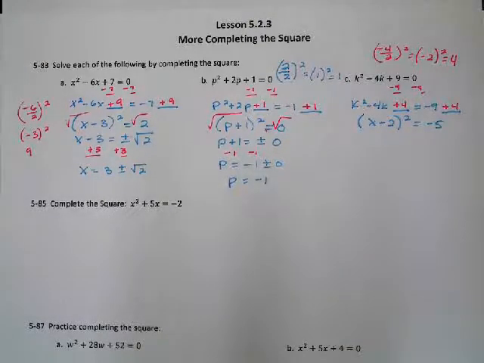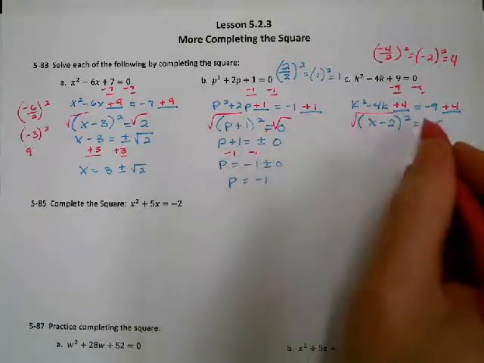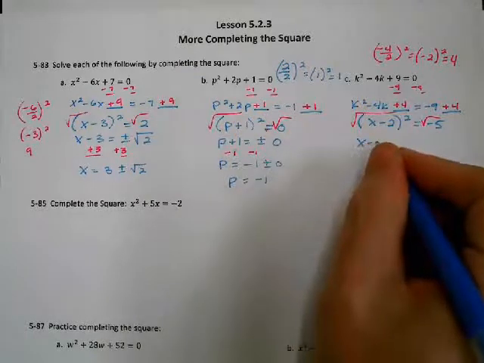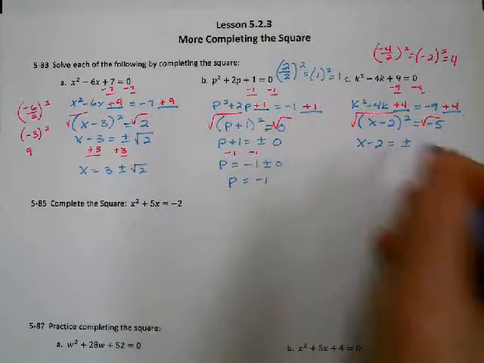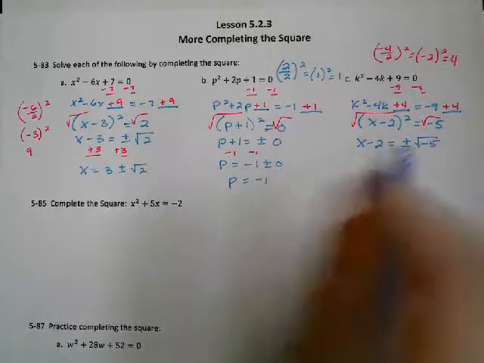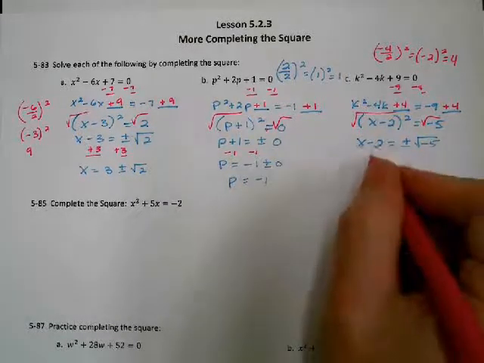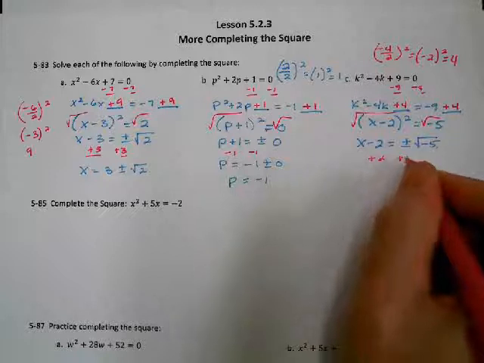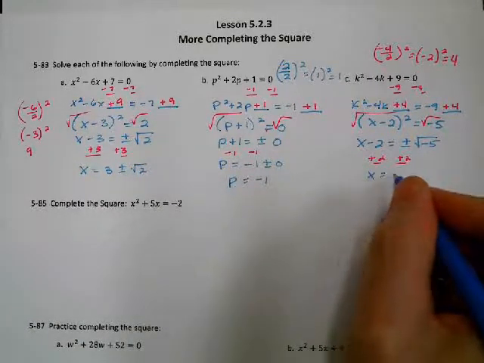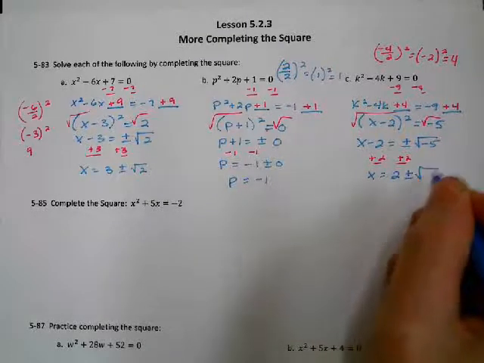I'm going to take the square root from both sides, and I get x minus 2 equals plus or minus the square root of negative 5. Add 2 to both sides. And I get 2 plus or minus the square root of negative 5.